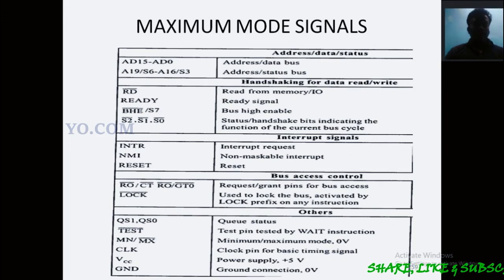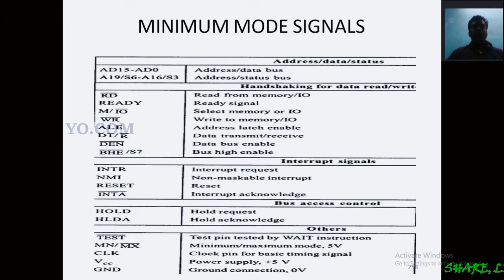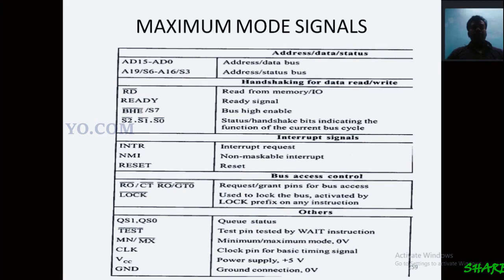Next, interrupt signals, INTR, NMI, reset. These interrupts are used in maximum mode, but here interrupt acknowledge is not used. Then bus access control is done by the request and grant signals: request grant 1, request grant 2, and LOCK. In minimum mode, bus access is controlled by hold and hold acknowledge. That is the difference between minimum mode and maximum mode. Other signals are queue status, TEST, and MN/MX, which are common pins. Then the clock signal, VCC and ground are common pins used in both minimum mode and maximum mode.